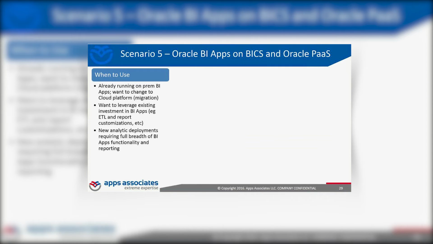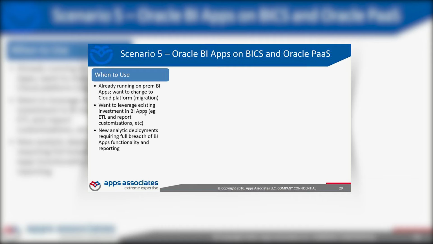So let's talk about, when would you do this? Let's say you're already running on-prem BI apps and you want to change platforms. So you could essentially migrate to Oracle PaaS, and that would get you to Platform as a Service. And maybe you want to do that because you want to leverage your existing investment in BI apps. BI apps, again, it's very, very powerful, but it's not uncommon that sometimes some reports need to be customized.